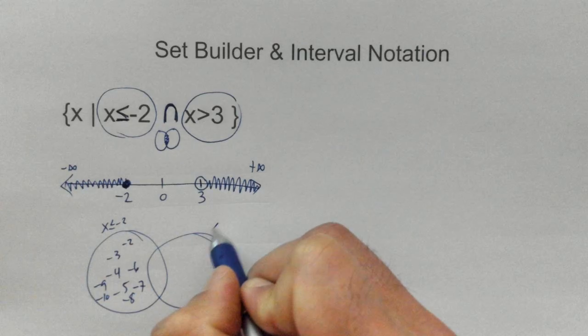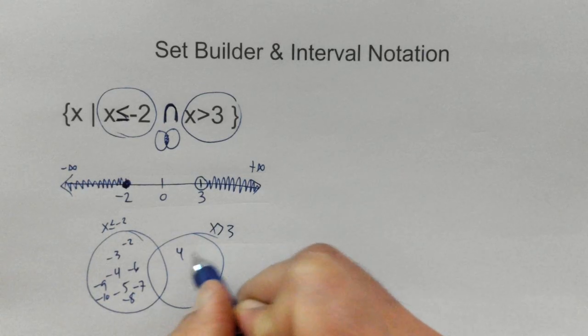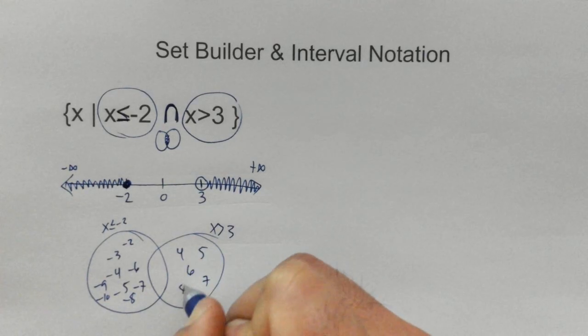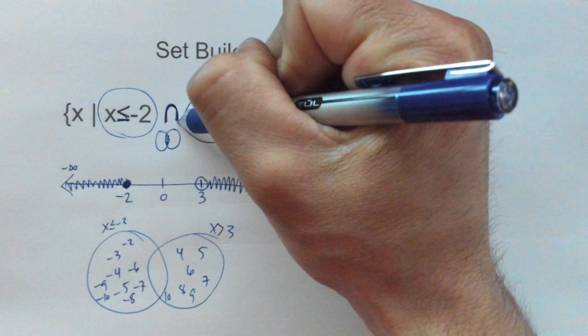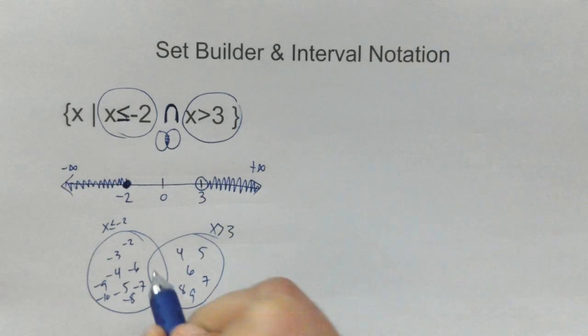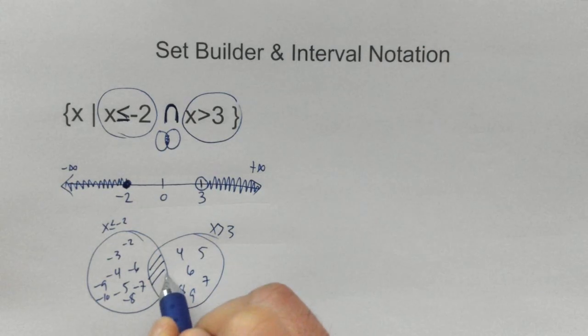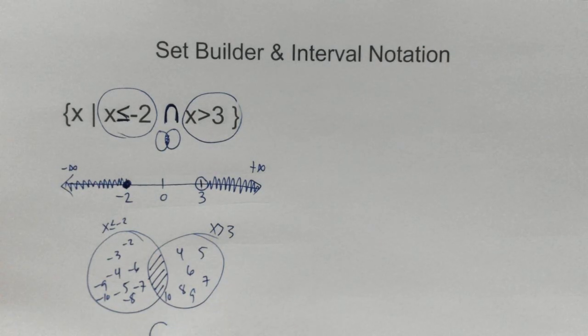And this set includes everything greater than 3. So 4, 5, 6, 7, 8, 9, 10. Do these two sets intersect? And the answer is no, because there's nothing that they share in common. So this is actually an empty set.